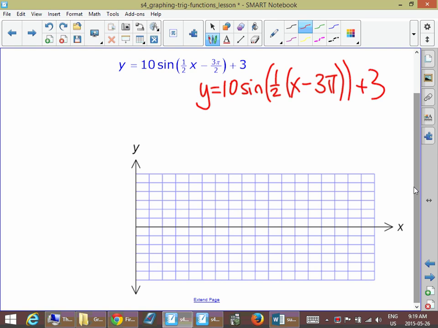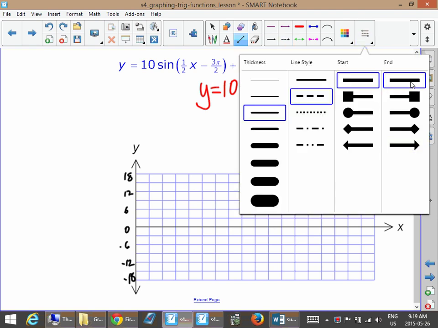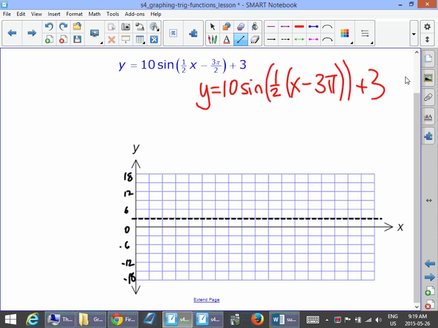Start off with D. We know D is 3, but we also know the amplitude is going to be 10. So we're going to need to adjust our scale a bit here. So I'm going to go 0, 6, 12, 18, and going to go -6, -12, and -18. And our D value is positive 3, all right? So I'm going to put that positive 3. Okay, there's my D value there.